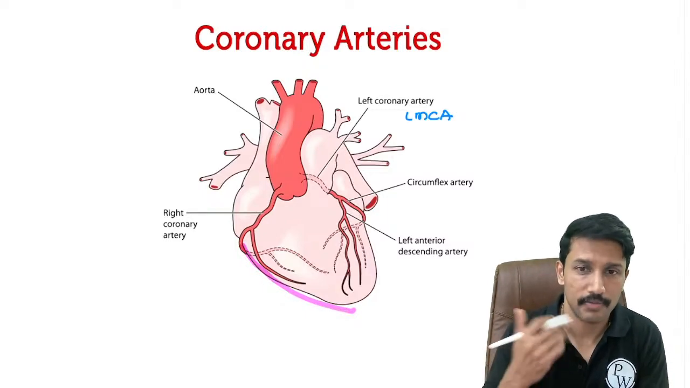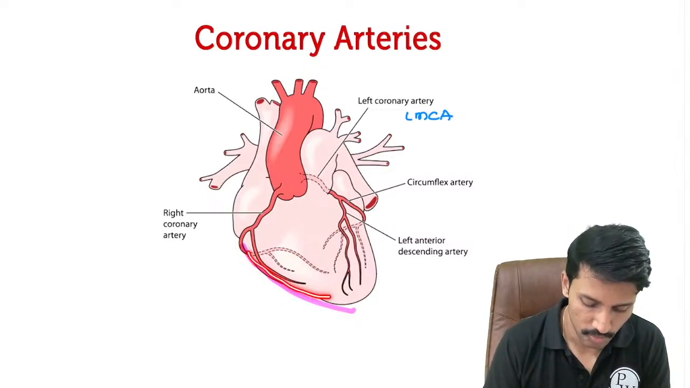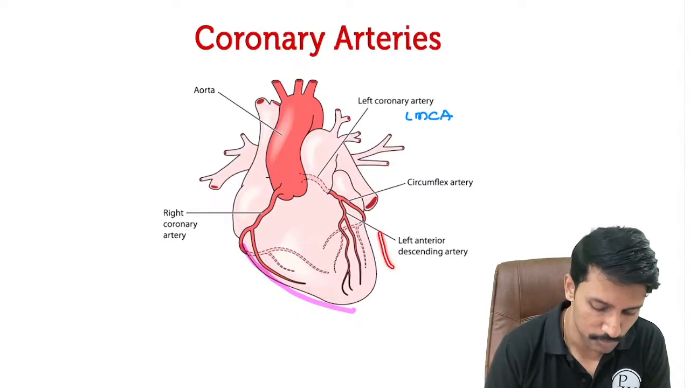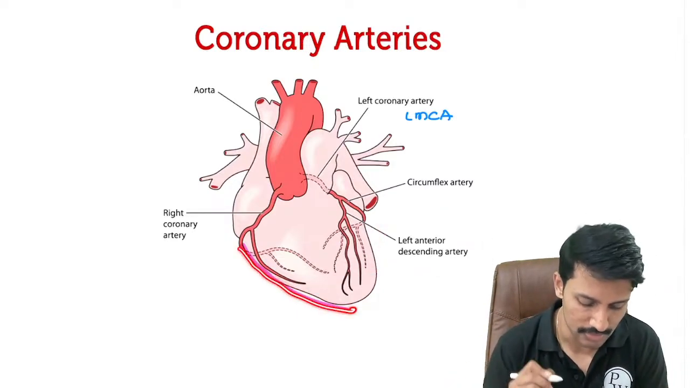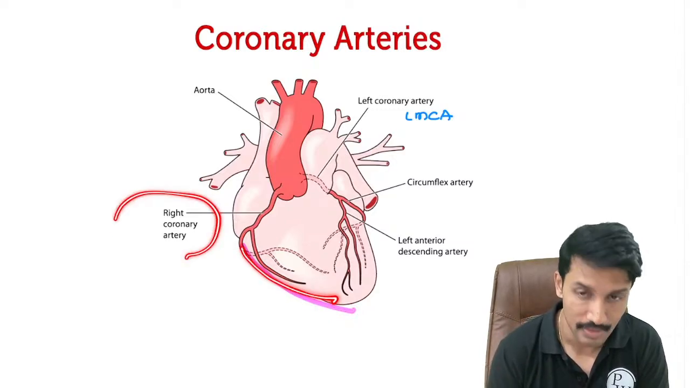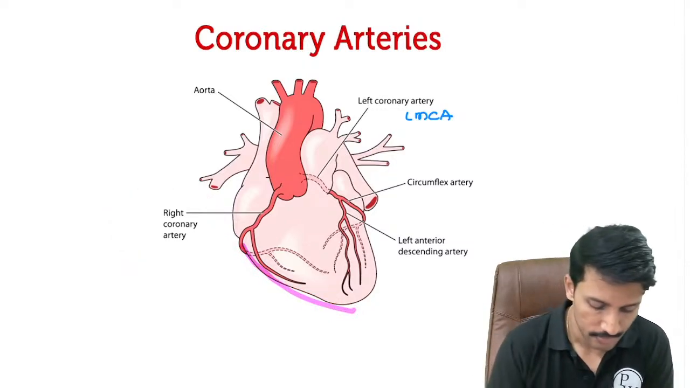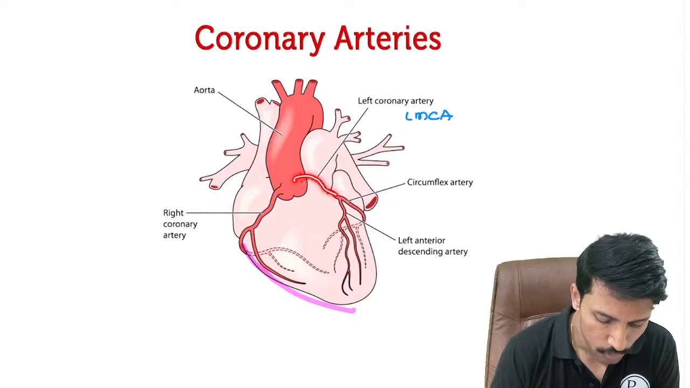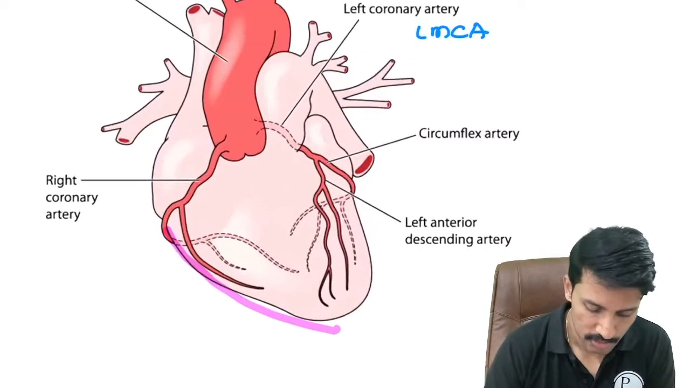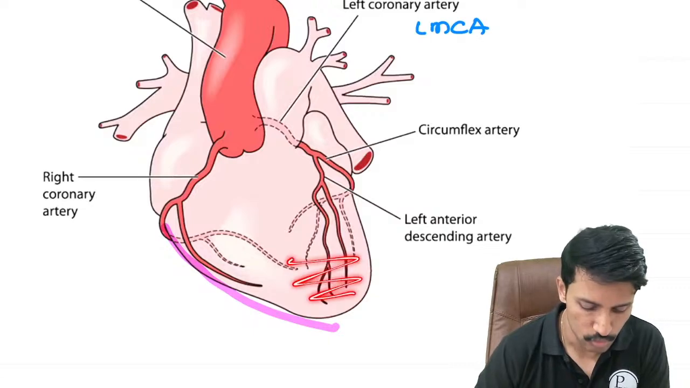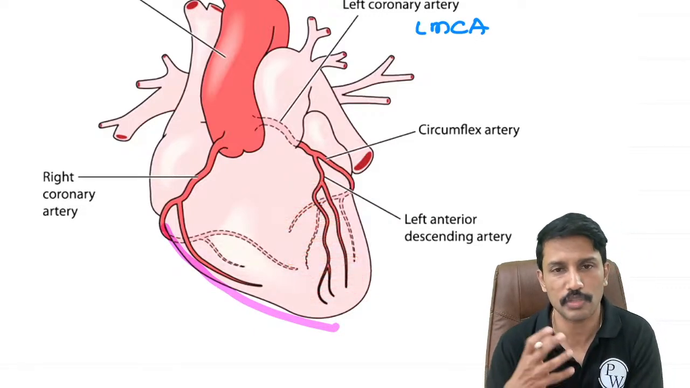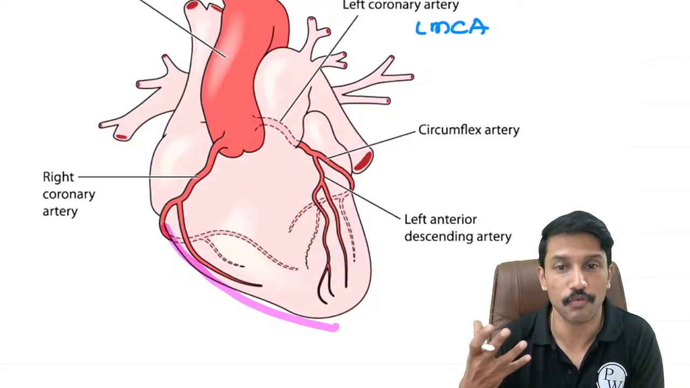Few people will have the dominance of the inferior wall being supplied by the blood vessel coming from the left side of the heart. Otherwise, for most individuals, the blood supply to the inferior wall comes from the right coronary artery. Now, this left coronary artery splits into two. One is the left anterior descending artery, which supplies most of the anterior wall, and most of the anterior wall is formed by the left ventricle.